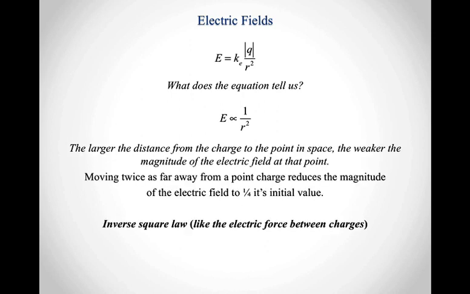Second thing this equation is telling us is that the electric field, its magnitude, goes like 1 over r squared. So again, this is another inverse square law rule. It's just like what Coulomb's law was. So just like the electric force between point charges fell off like 1 over r squared, the electric field at a distance r away from a point charge falls off like 1 over r squared. So if you move twice as far away, the electric field is going to be 1/4 what it was initially. It'll be 4 times weaker.